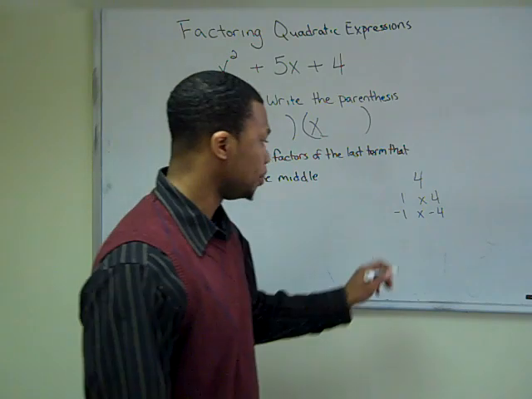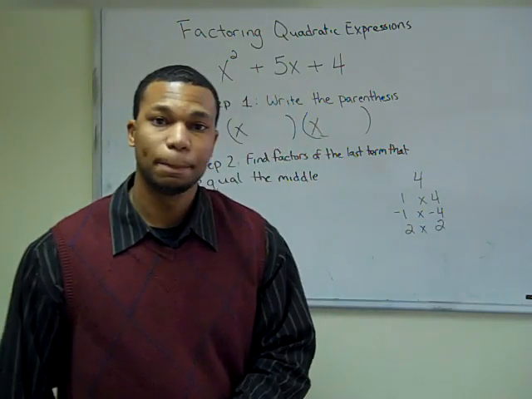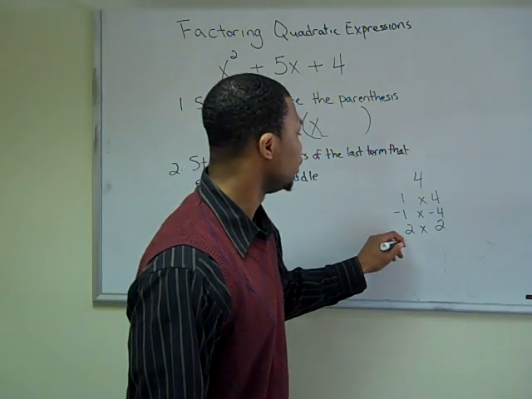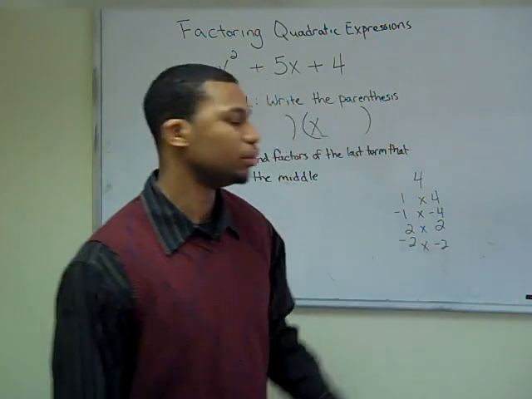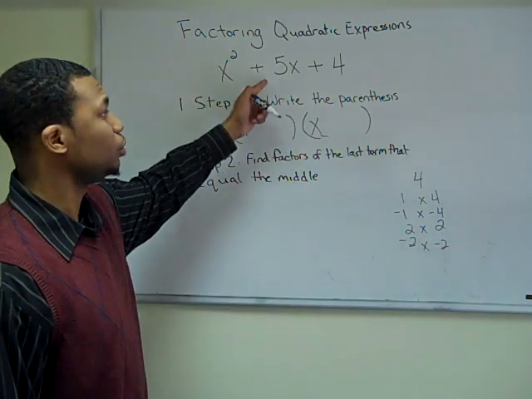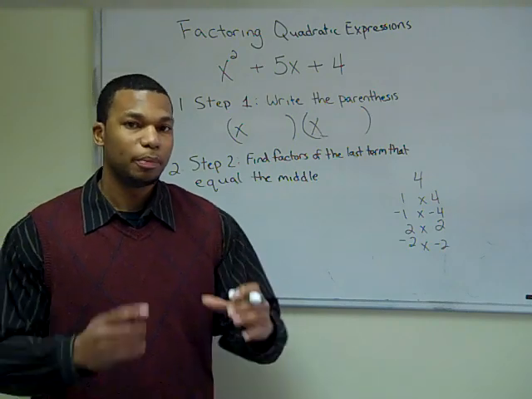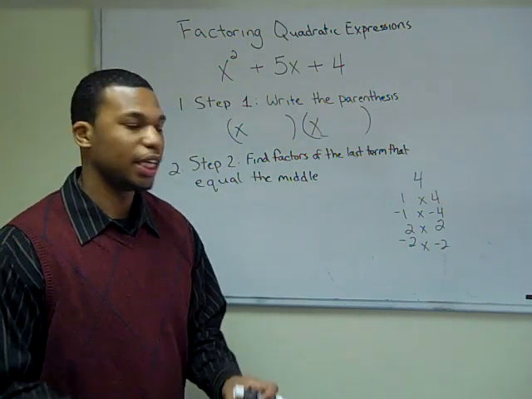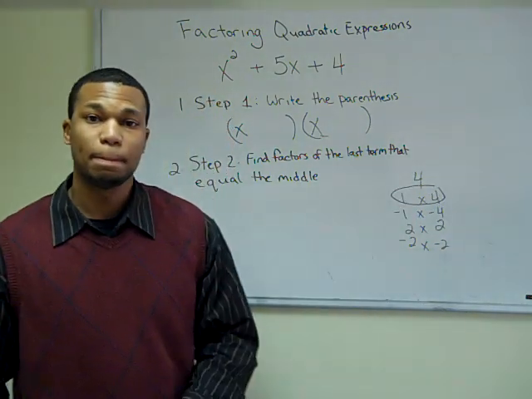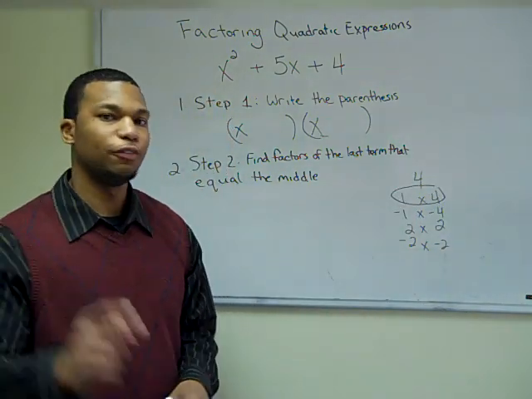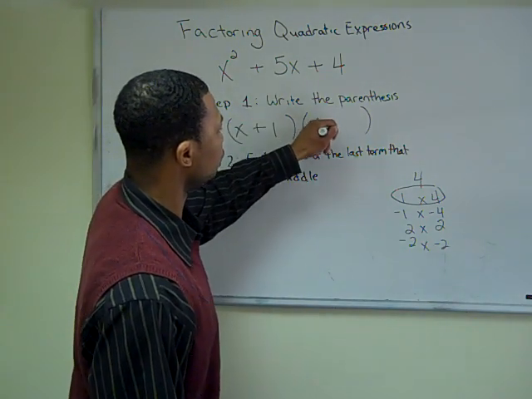Next we have positive 2 times positive 2. And we also have negative 2 times negative 2. Well, our middle term is equal to positive 5. So the only combination that's going to add up to give us positive 5 is the first combination, positive 1 and positive 4. So therefore, that's what we put inside of our parentheses: positive 1 and positive 4.